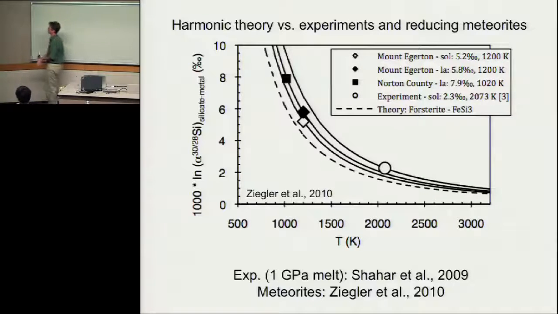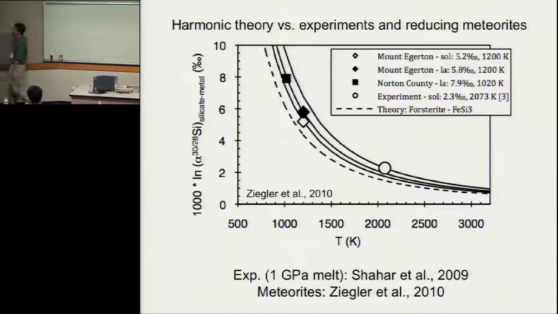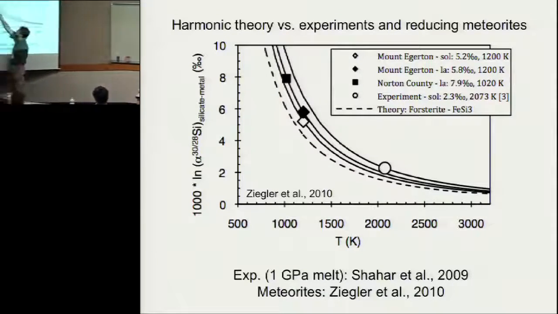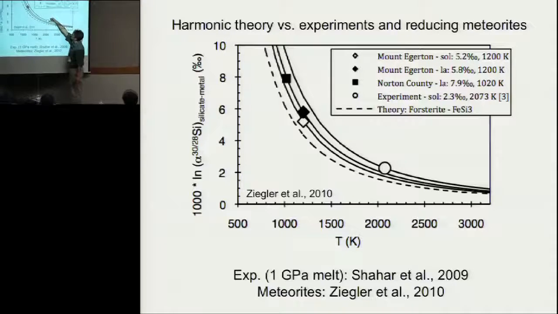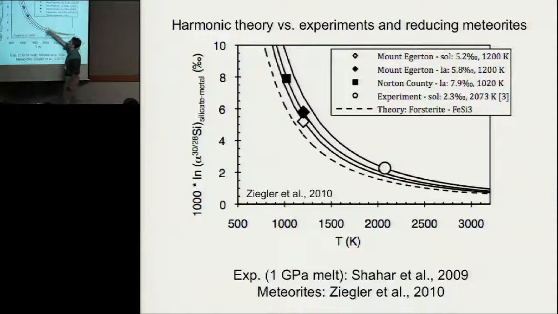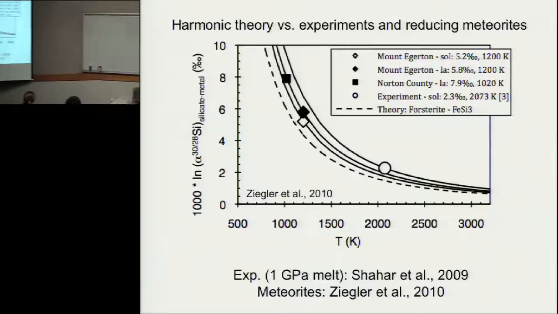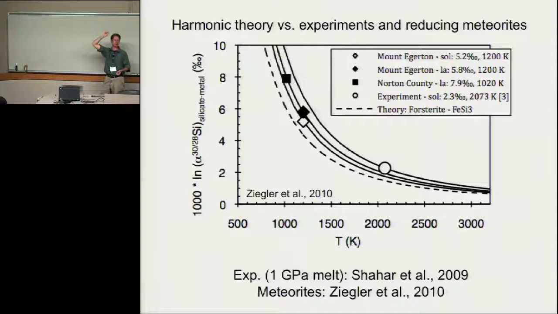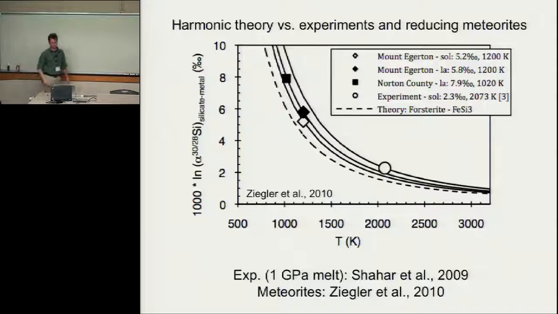This is a sort of summary figure from a paper by Karen Ziegler and some other folks at UCLA and Carnegie, looking at the curve I just showed you as the dotted one here. This is an experiment done by Anat Shahar at 1 gigapascal. And these points over here are actually coexisting metal silicate pairs from some enstatite chondrite meteorites. These are meteorites that are so oxygen depleted that in fact silicon dissolved into the metallic phase. So you can measure it, right? And it's not a perfect match, of course, but the general sense of things is actually pretty good.